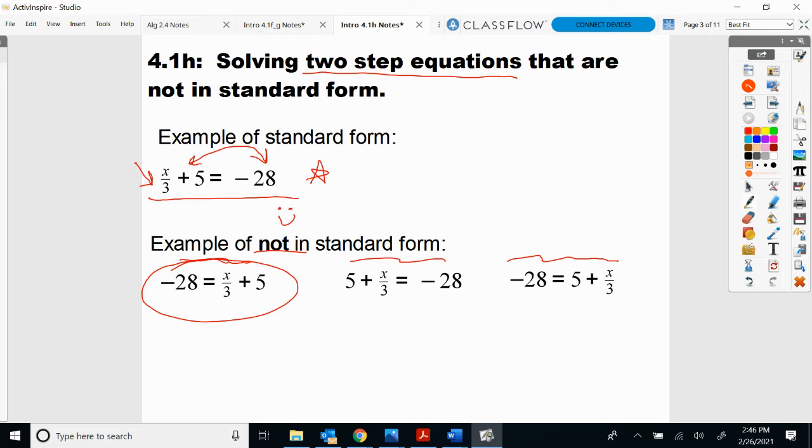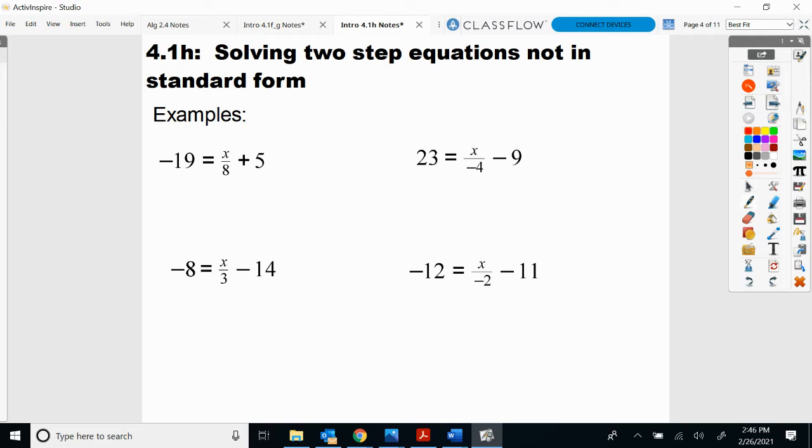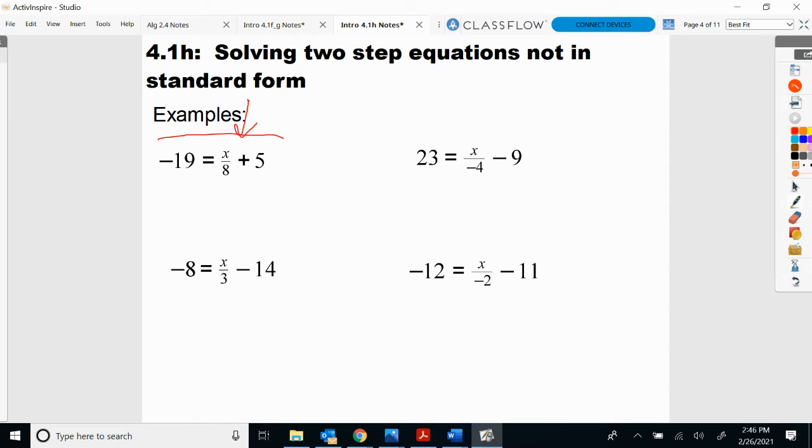All right, so if we take a look at our first problem here. We got negative 19 equals x divided by 8 plus 5. Okay, and what you want to do, just like the ones we worked the week before, is locate the side that has x, which is this side right here. So you're going to work on canceling the 5, and you're going to cancel the 8 on that side. That's going to be your two steps.